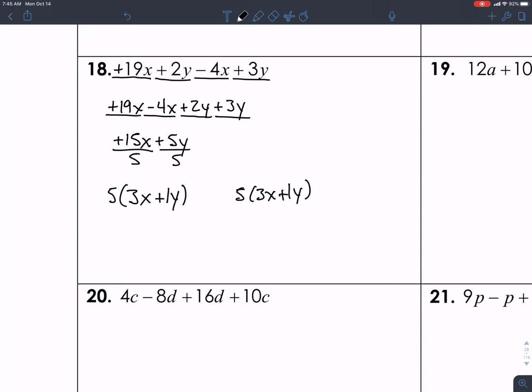If you want, you can leave the 1 out front. 5 times 3, 15x. 5 times 1 is 5y. Is that what we started with up here? Yep, 15x plus 5y, so this is a good answer.